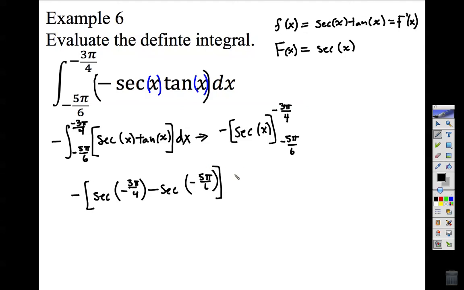And that becomes the approximation of negative 0.2595, and I'm going to round to 3 decimal places, which becomes 0.260.